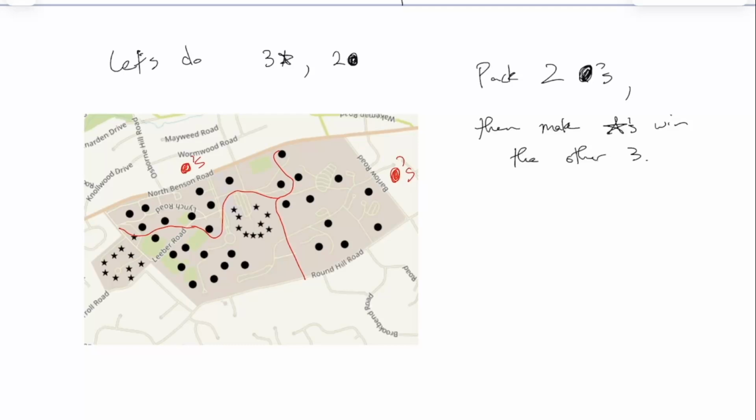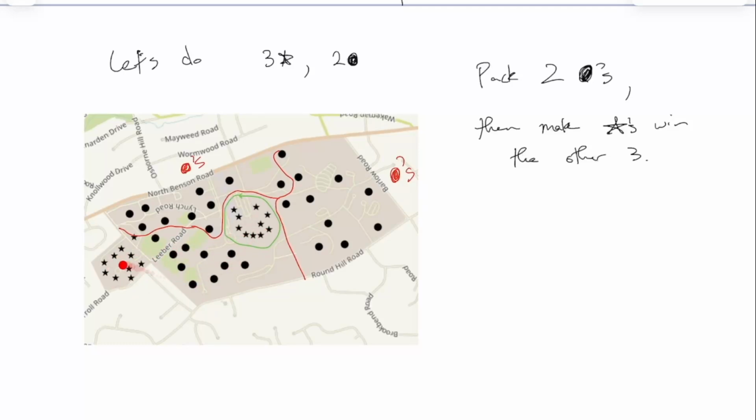All right. I packed 2 of them full of circles, and then I'm going to try to make the stars win in the other 3. Now, it might be tempting to just make this a district. I just circled these guys. This is actually a bad idea though, because if I use up all of these stars here, I'm not going to be able to make the stars win all 3, all right?